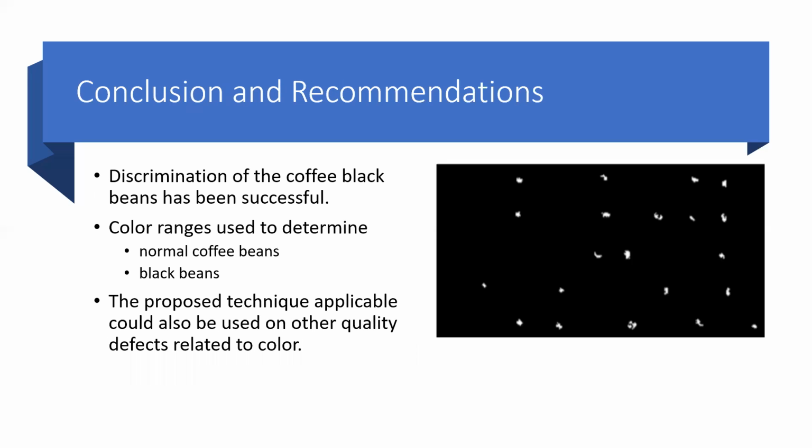In conclusion, the process done by the author to determine and discriminate the coffee black beans has been successful. The color ranges were used to determine the normal coffee beans and the black beans. The discrimination was done by extracting the beans with a lower area value than a regular one. The coffee bean with the black bean defect in its skin has a very negligible output area, thus they are eliminated in the output, leaving only white marks that indicate the position of the normal coffee beans.